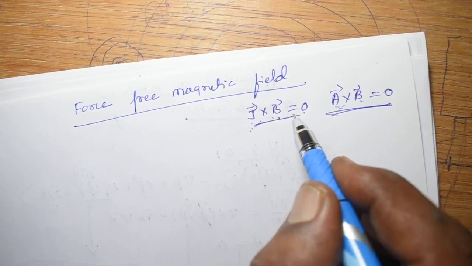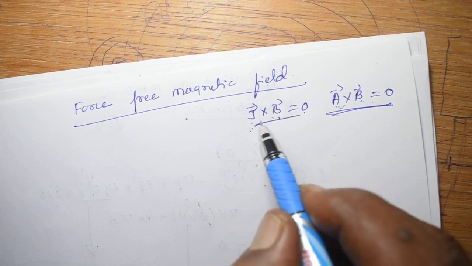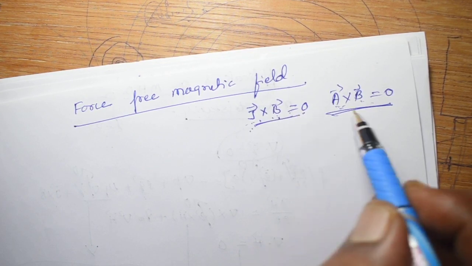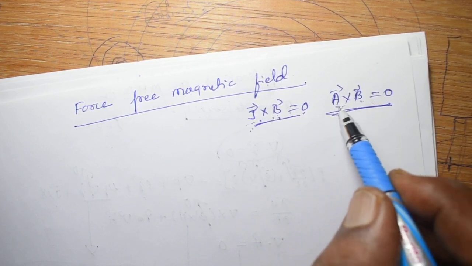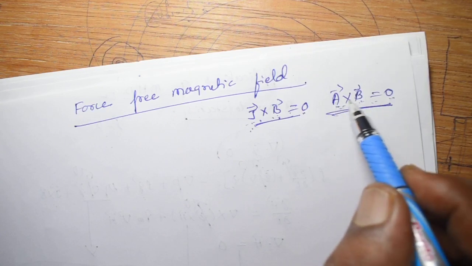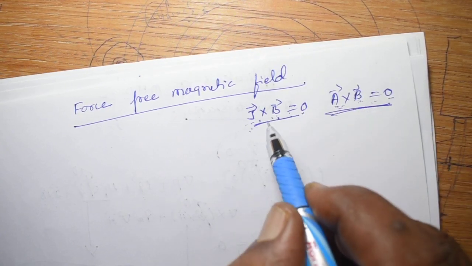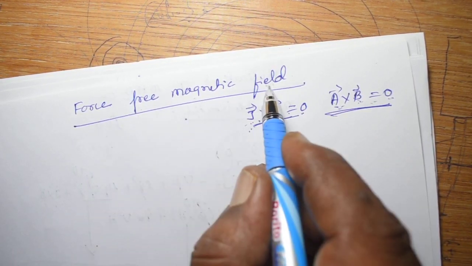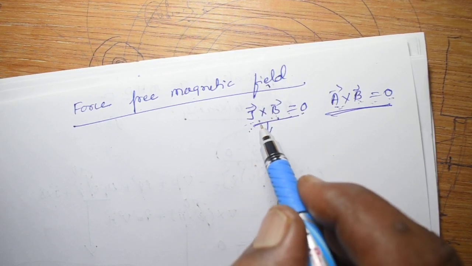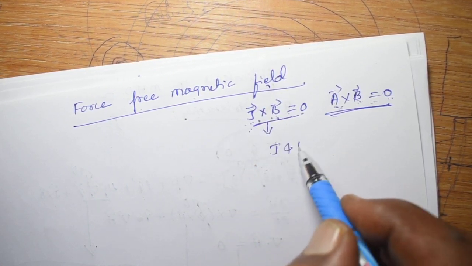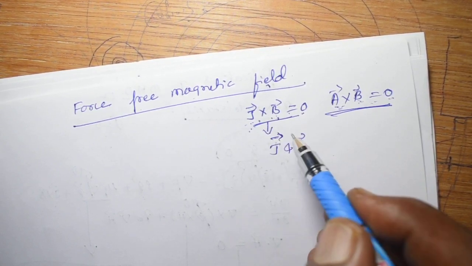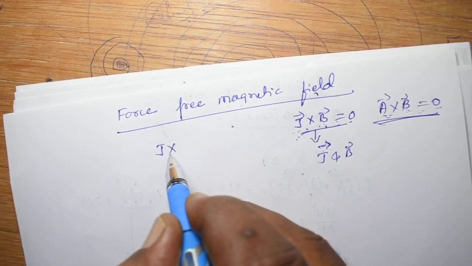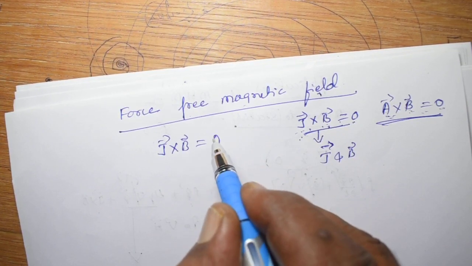Once again, listen to me. Force free magnetic field means J cross B is equal to zero, means the Lorentz force must be zero. As you know, if the cross product of two vectors is zero, those two vectors are parallel. Therefore, by this we mean that a magnetic field B is said to be force free if the current lines and magnetic field lines, J and B, are parallel.